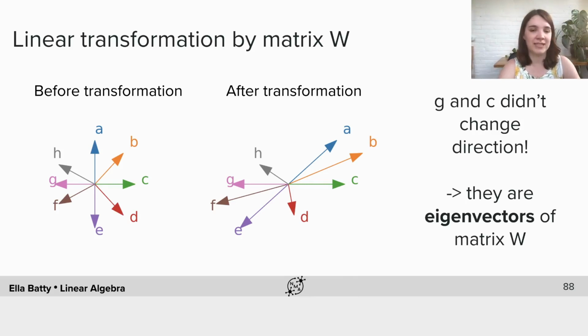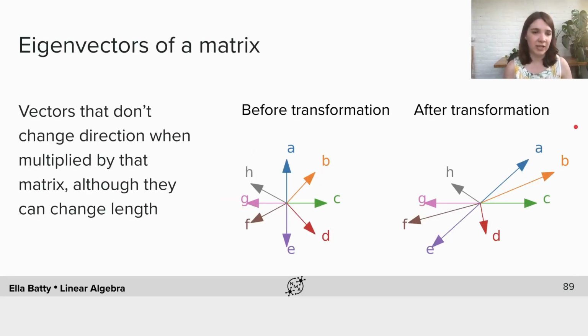So if we're looking at a linear transformation by matrix W, as we've done a bunch already, sometimes we notice something interesting, which is that we have vectors that don't change direction. Here you can see all of these vectors are changing direction, and by that I just mean they're changing the angle that they're pointing at. But G and C are not doing that. They are still pointing in the same direction as before the transformation. And so any vector that doesn't change direction when transformed by the matrix W, or multiplied by the matrix W equivalently, is an eigenvector of that matrix. So here, G and C are eigenvectors of the matrix W.